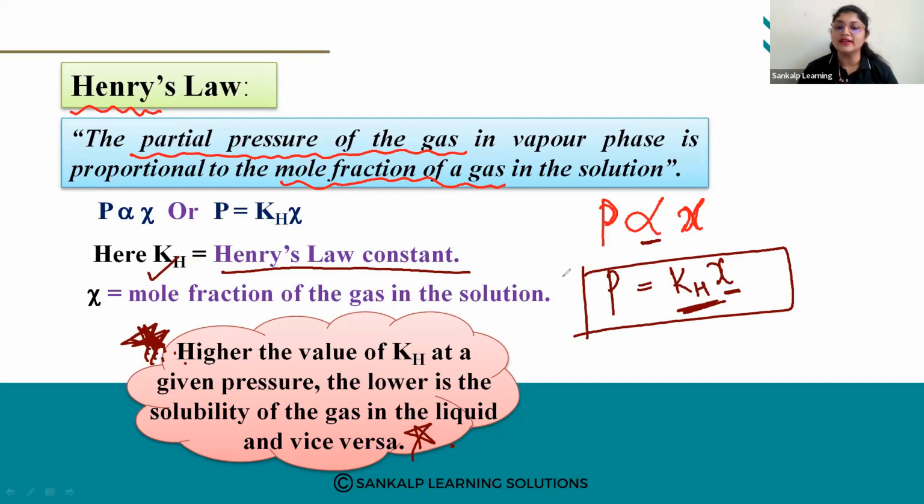So based on Henry's law, this is the mathematical expression: partial pressure is equal to Kh into psi. Why are we introducing this? Because partial pressure is directly proportional to psi. If you want to remove this proportionality sign, we need to introduce a constant. Here we have introduced a constant called Henry's law constant. Okay. So we'll go for the next.